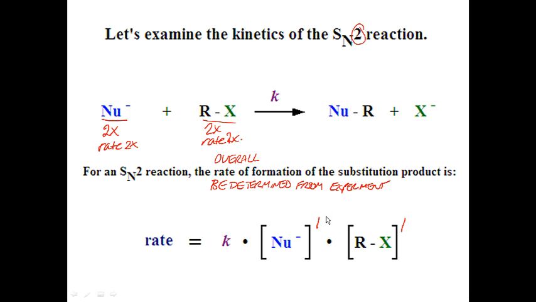Now, this exponent is called the order of the reaction. Actually, this is the order of each of the 2 reagents, and then the overall order of the reaction is the sum of the exponents. So what we would say is that this reaction is first order in nucleophile and first order in alkyl halide. And overall, it's second order in that reaction because 1 plus 1 is 2. That's where the 2 comes from.